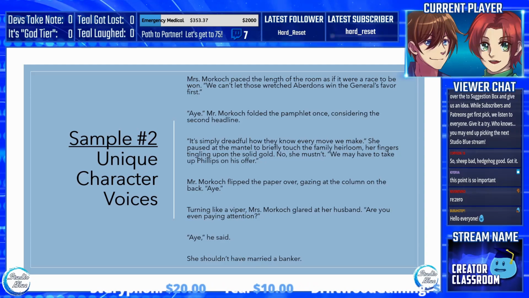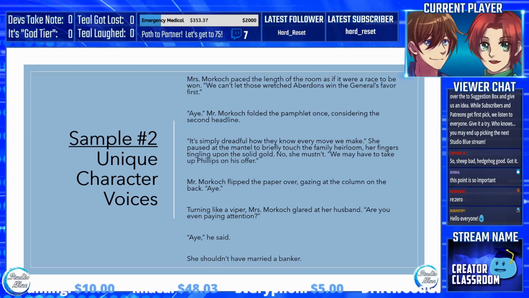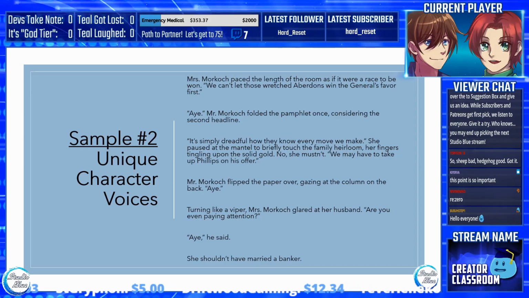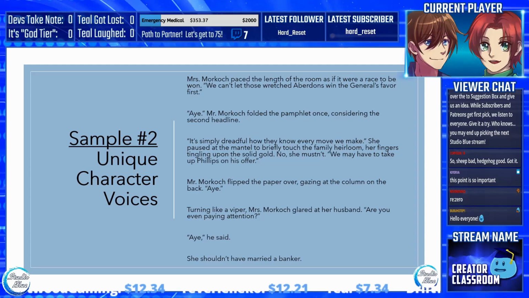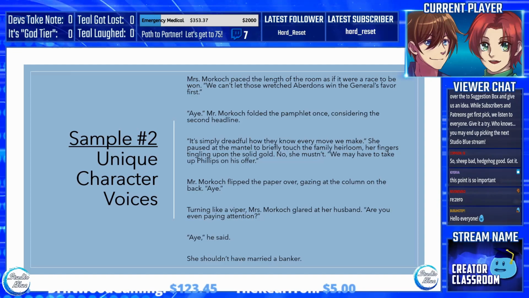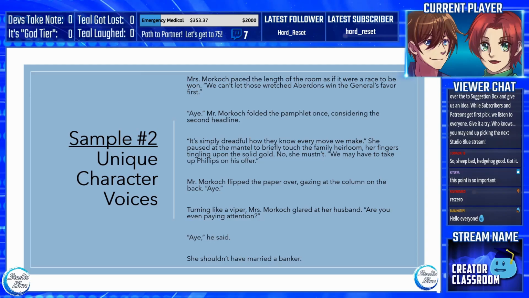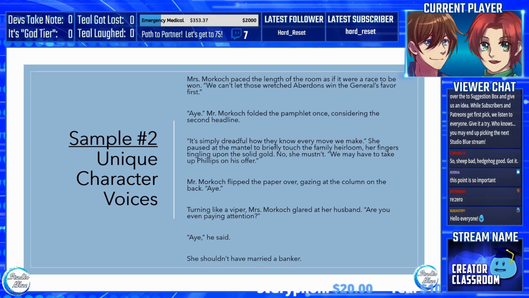Mrs. Morak paced the length of the room as if it were a race to be won. "We can't let those wretched Aberdons win the general's favor first." Mr. Morak folded the pamphlet once, considering the second headline. "It's simply dreadful how they know every move we make." She paused at the mantel to briefly touch the family heirloom, her fingers tingling upon the solid gold. "No, she mustn't. We may have to take up Phillips on his offer." Mr. Morak flipped the paper over, gazed at the column on the back. "Aye." Turning like a viper, Mrs. Morak glared at her husband. "Are you even paying attention?" "Aye," he said. She shouldn't have married a banker.